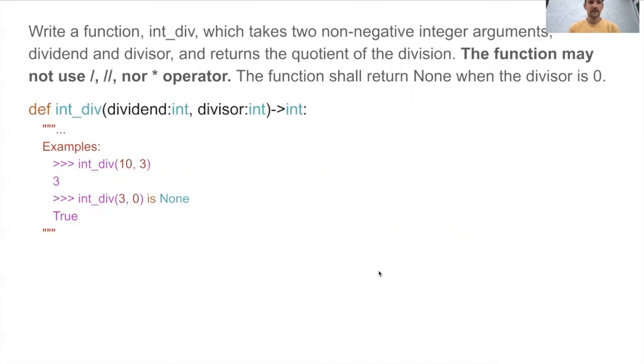And then finally, we've got writing our own version of integer division. Integer division, if you remember, is the double slash in Python. Here we're writing a version that does not use the slash, double slash, or multiplication operator. So this is a bit of a tricky use of conditionals. And I'd be happy to go over all of these in the lab on Monday as well.